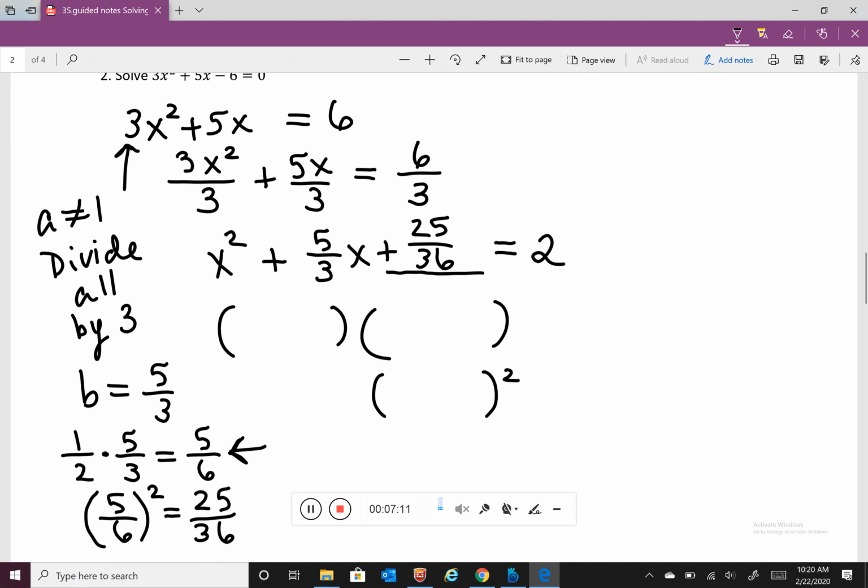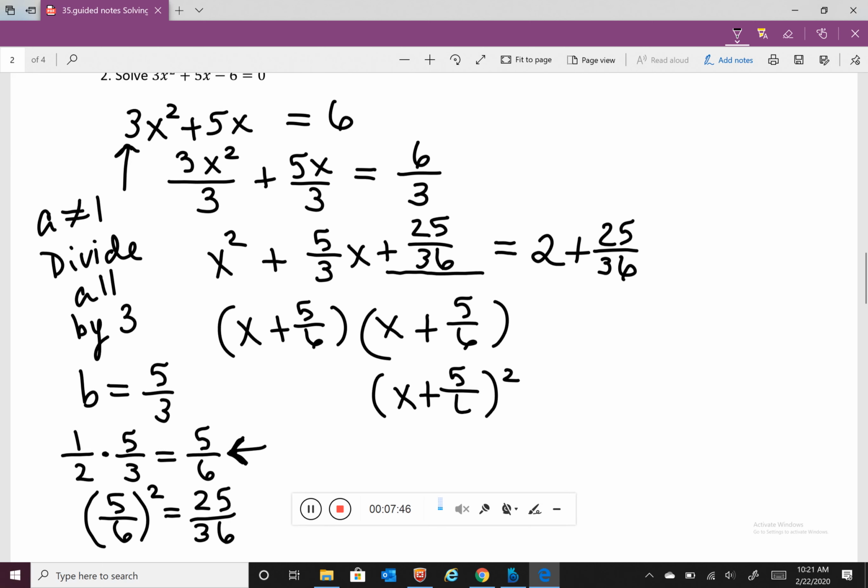We've got to keep our equation balanced. Add it to both sides. And then, as I said, this is going to come back. This is the piece, isn't it, that fills in our 2 parentheses here. So we want factors of 25/36 that add to 5/3. So that is 5/6. So we now have our perfect square trinomial, which factors as x plus 5/6 quantity squared.